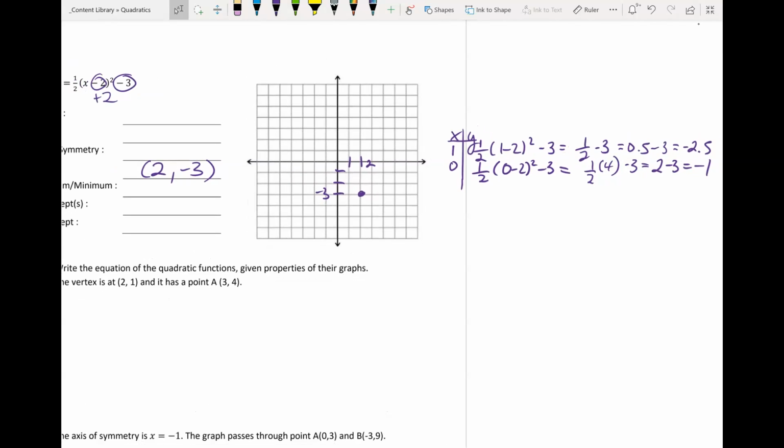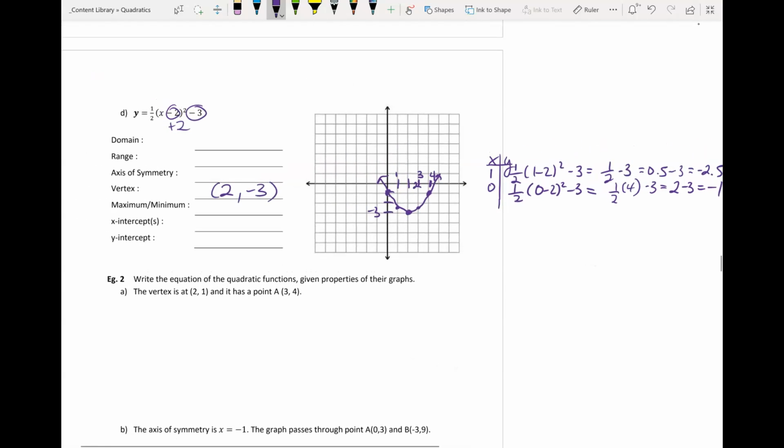So I'm going to graph that. 1, negative 2.5, and then 0, negative 1. And then we know it's symmetrical, so we're going to have the same sort of points at 3 and 4. So at 3, my y value will be negative 2.5, and at x equals 4, I'm going to have a y value of negative 1. So that's what your graph is going to look like.